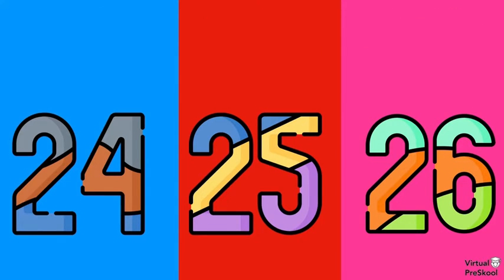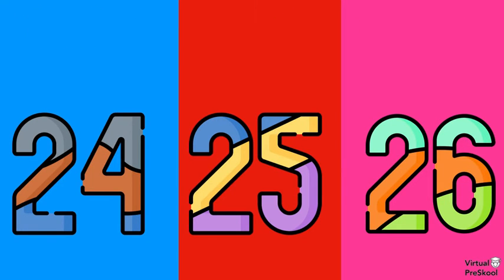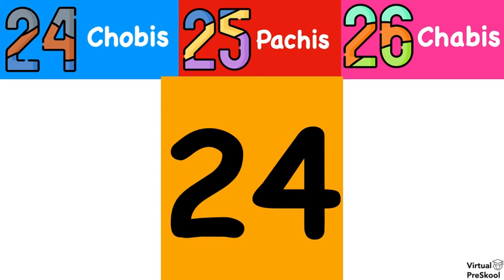Let's do that again. 24 is chobis, 25 is pachis, and 26 is chabbis. One more time. 24 is chobis, 25 is pachis, and 26 is chabbis. Great. Now let's do some practice problems.